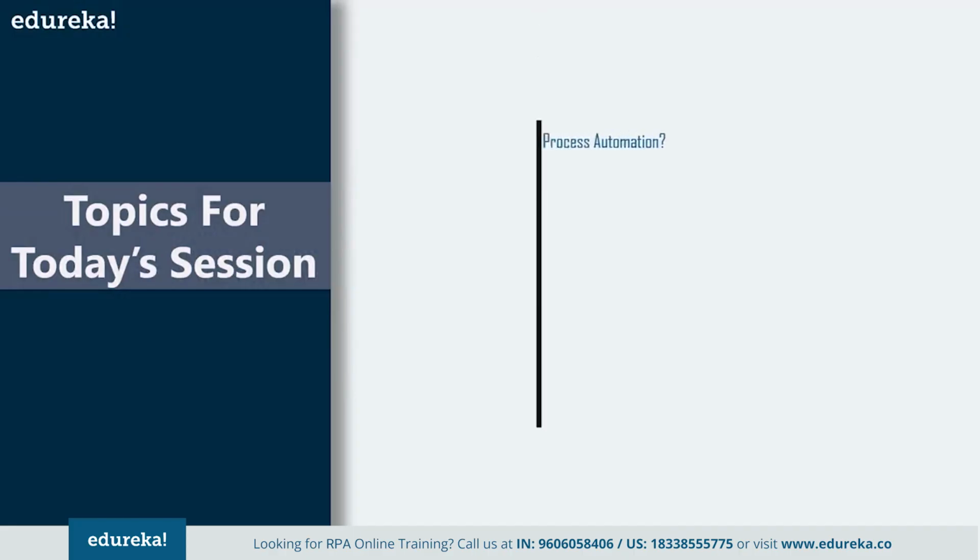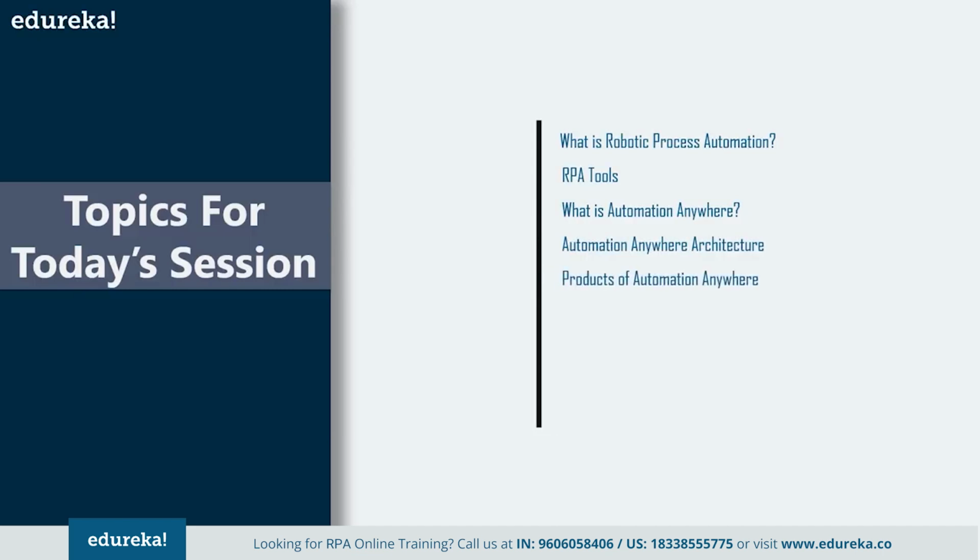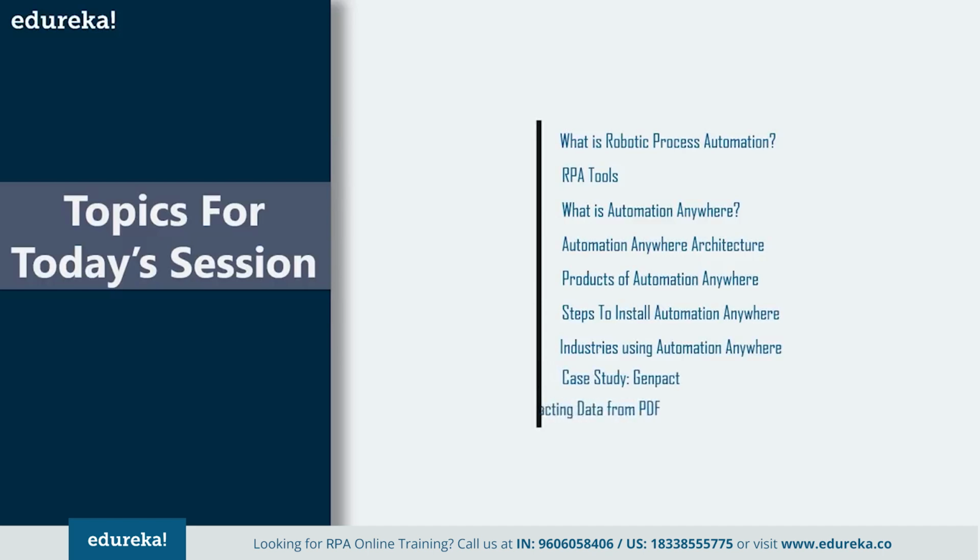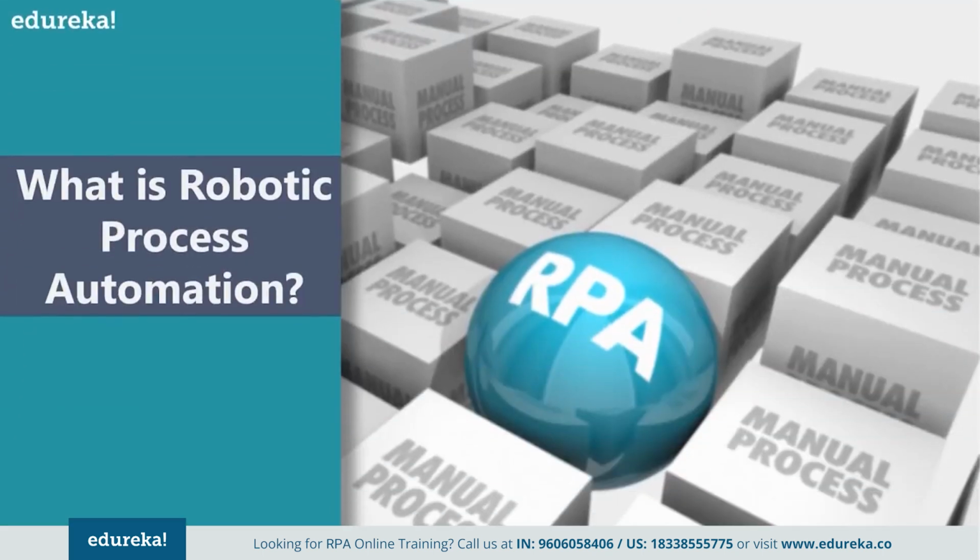We'll start today's session by understanding what is robotic process automation, and then I'll tell you the top RPA tools. Once you understand them, we'll discuss Automation Anywhere, and then I'll tell you Automation Anywhere's architecture and products. Once you understand how to install Automation Anywhere, I'm going to tell you what industries use it, and finally I'll end this session by showing you how a company benefited by using Automation Anywhere, and then a hands-on in which we're going to extract data from PDFs and then store it in an Excel file, right? So I hope I'm clear. Alright, so let's get started now.